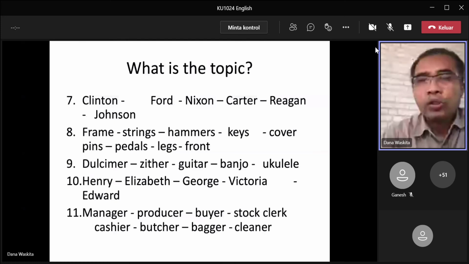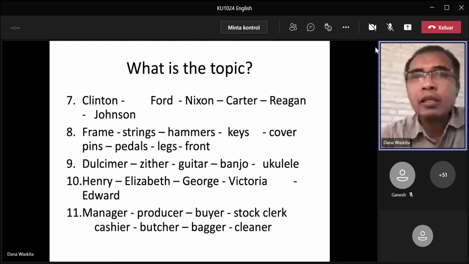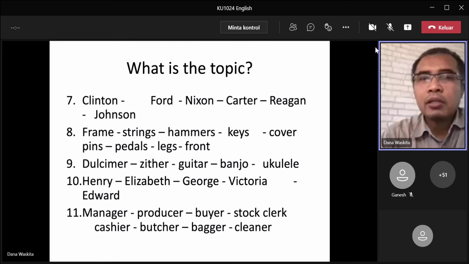So what is the difference between topic and main idea? If we find the topic is, for example, a supermarket or string music instruments, what do you think the main idea is that the writer wants to say? What is the message that the writer wants to say? That is the main idea.